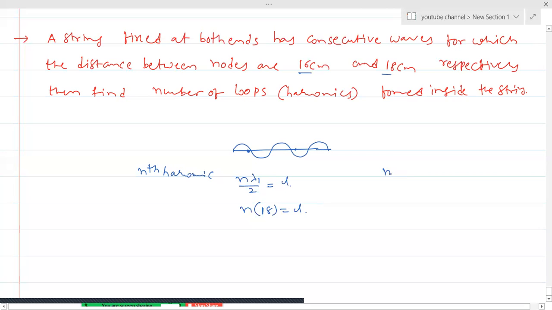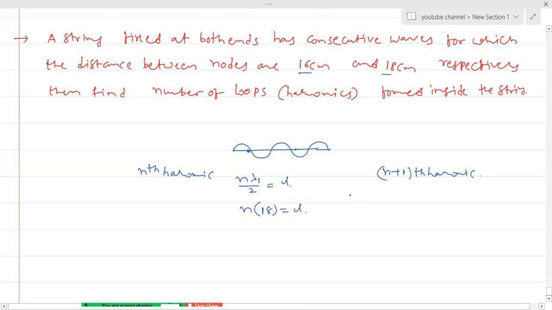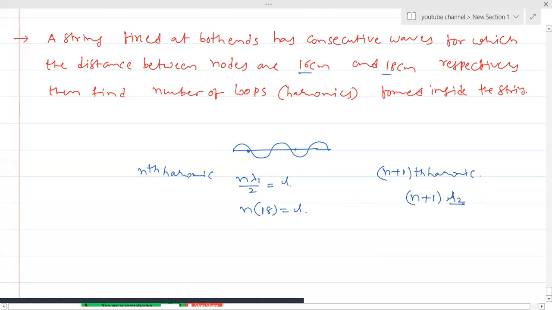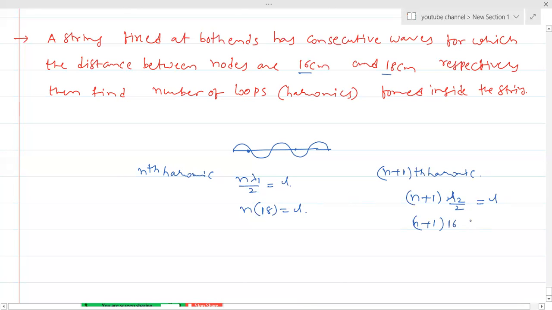So we are taking the next possibility. Therefore we are taking the n plus 1th harmonic. That means in the same wire we are having n plus 1 loops. So n plus 1 into lambda 2 by 2 is equivalent to L. In the second case, the distance between nodes will be 16, so n plus 1 into 16 equivalent to L.